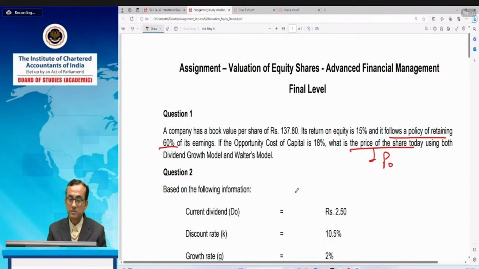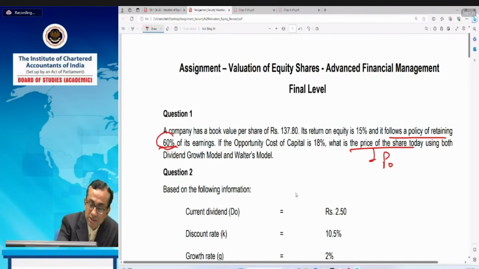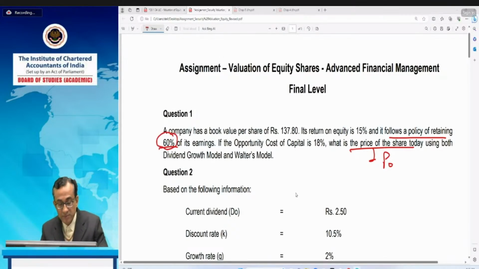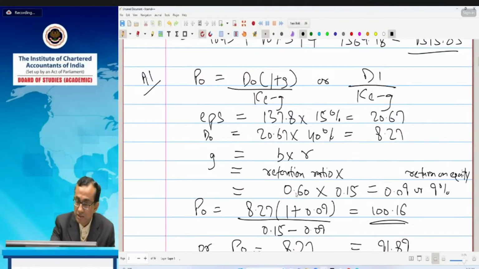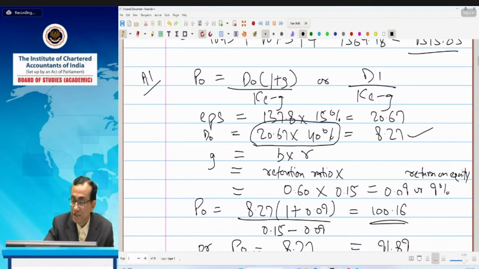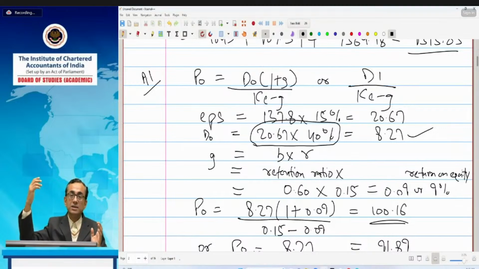From earning per share, we see that the company is retaining 60% of its earning, so it is declaring at the rate of 40%. So from EPS, we calculated the dividend amount at the rate of 40%. So dividend is arrived at 8.27. Now we calculate the growth rate also. Growth rate is calculated with the formula retention ratio into return on equity, because whatever the company is retaining and investing in profitable growth opportunity, and the return it generates is basically the growth.